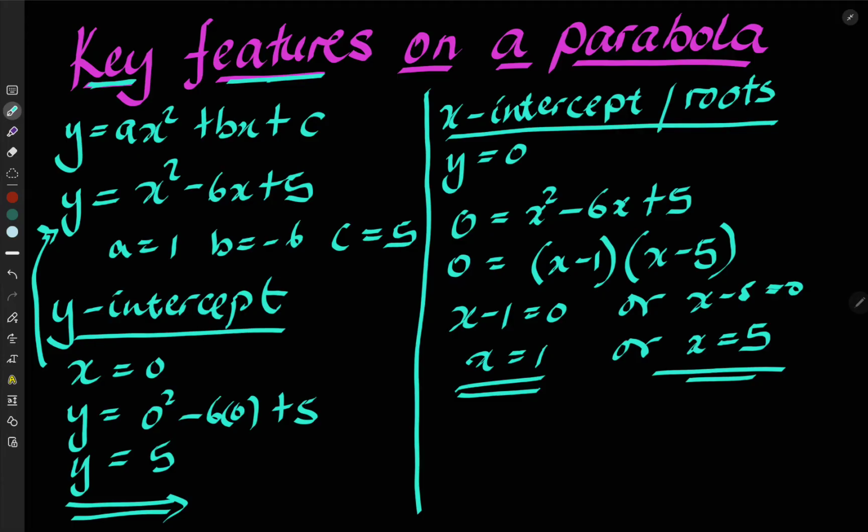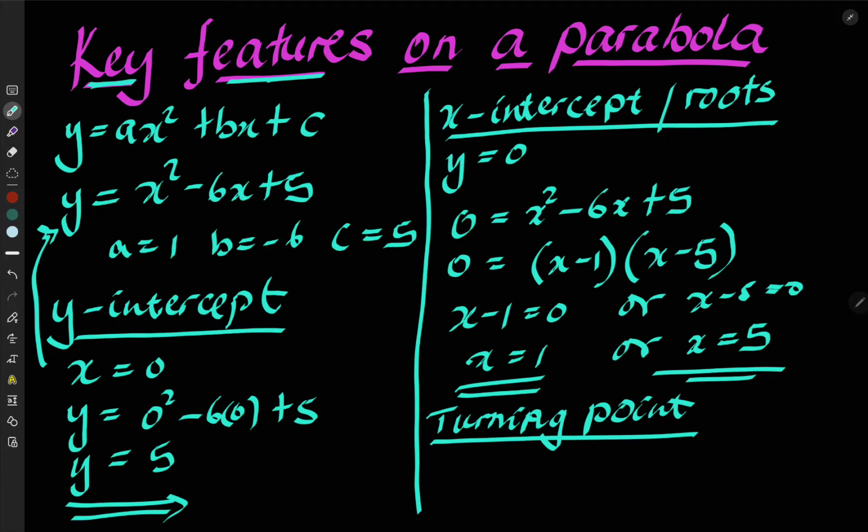Once we have these two things, we are able to sketch a graph. But before we sketch the graph, one thing that we also want to determine, which is a key feature on the graph, is the turning point. The turning point is where the graph turns, either a maximum point or a minimum point.